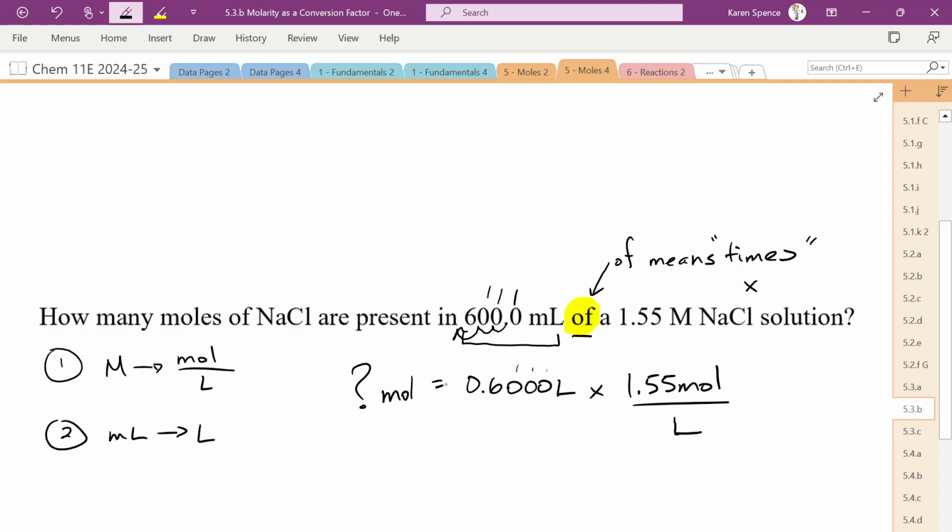All right. And that's it. So we then go, okay, we chug that into our calculator. 0.6 times 1.55 equals, liters cancel, and we're left with moles, 0.93 moles.